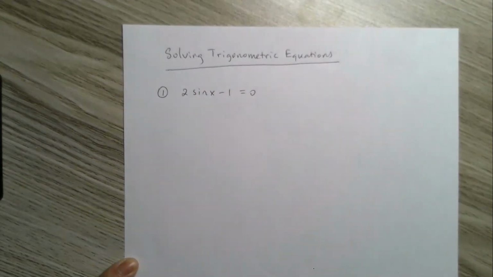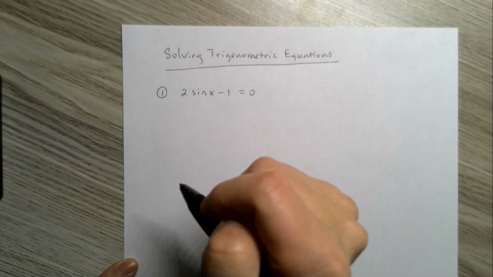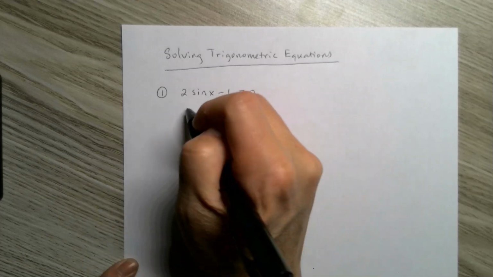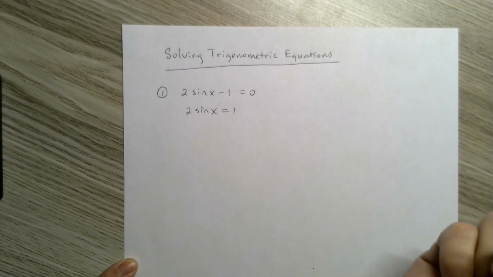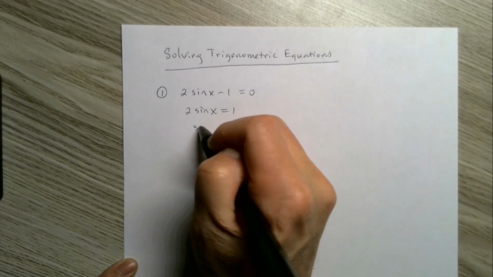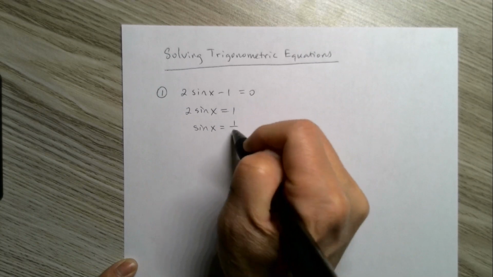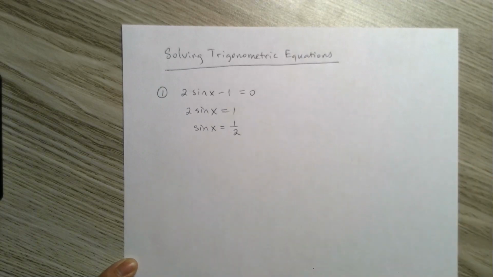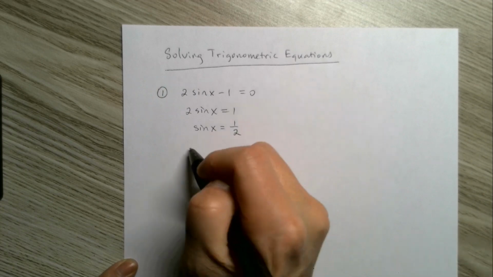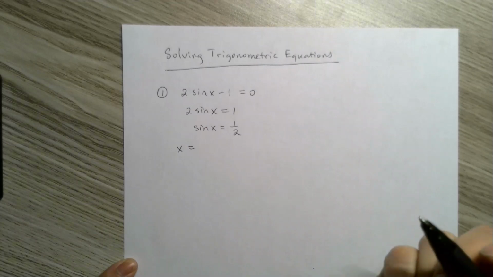Two sine x minus 1 equals 0. And we'll first solve this by adding 1 to both sides, and follow that up with dividing by 2 on both sides, and follow that up by taking the inverse sine of both sides, which is going to result in 2 solutions.